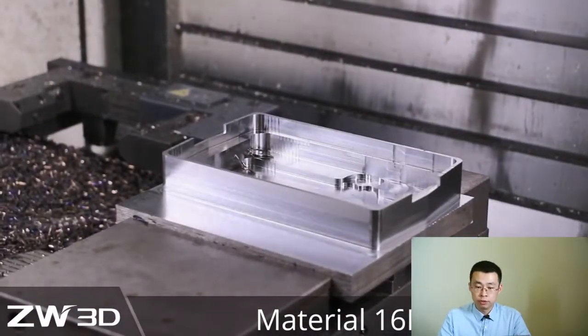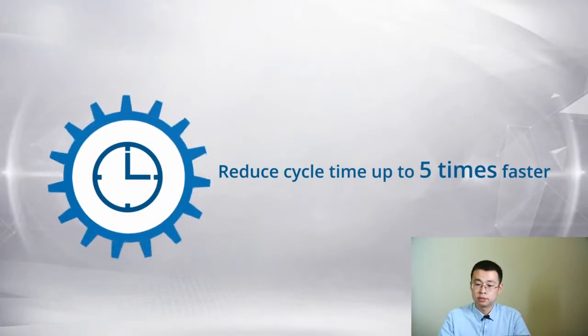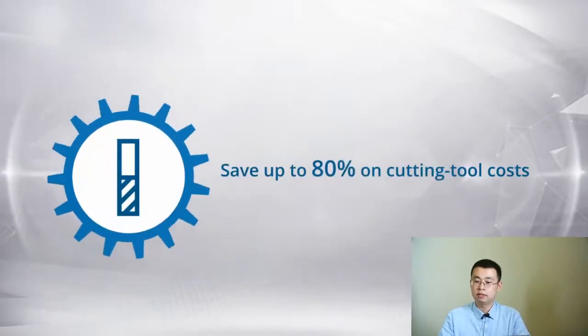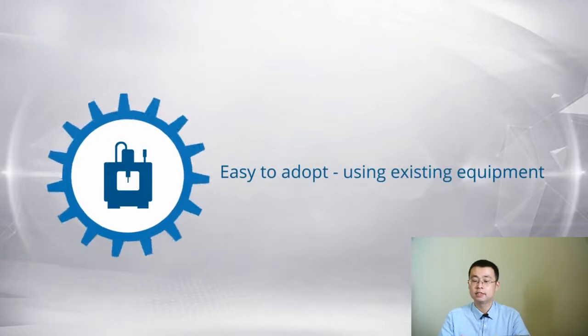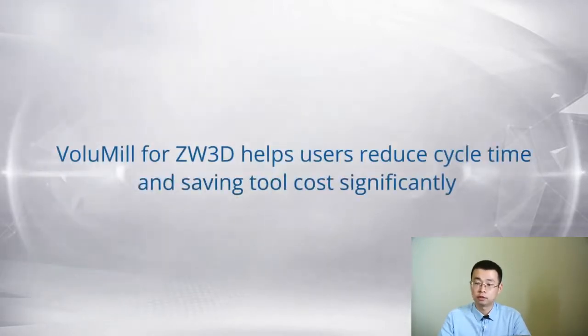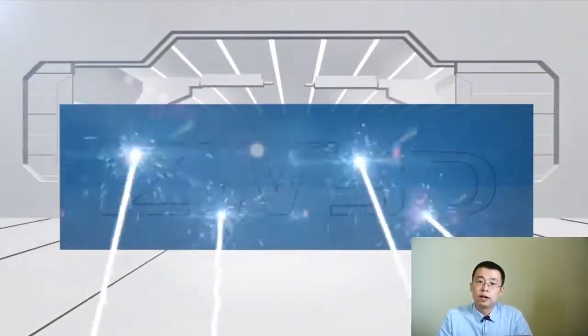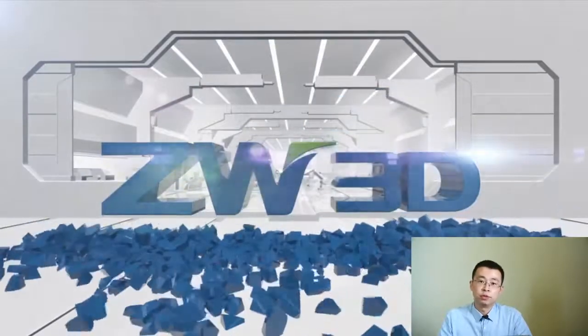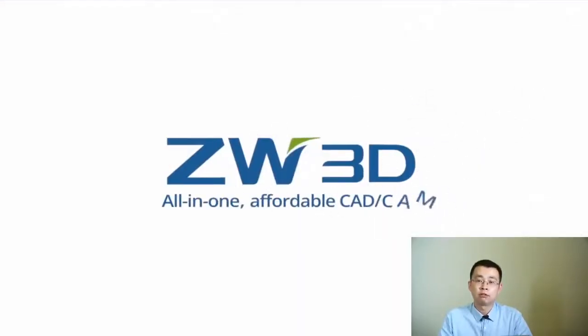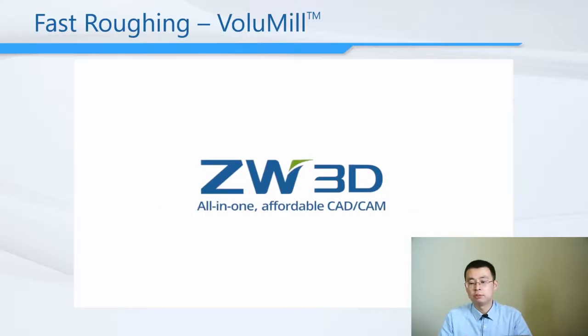Now the material and the part is finished, and we conclude that it reduces the cycle time, it saves our cutting cost, and it is easy to adopt. It's using existing equipment. That's a video and evidence to show that volume mill is really efficient and really helpful to our daily job. For example, if you are working with your existing machine and you want to increase your productivity, what should you do? You apply volume mill. That will save a lot of time for you.